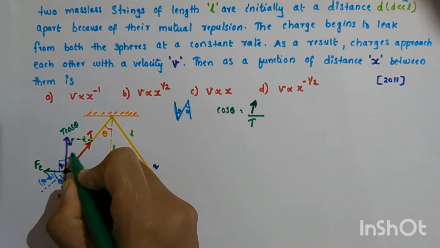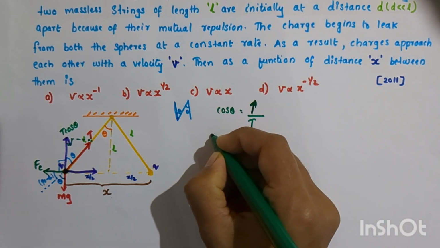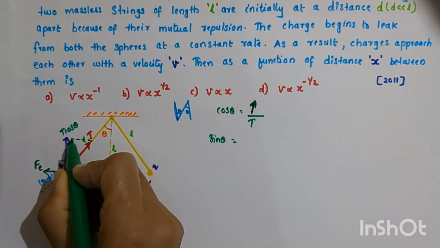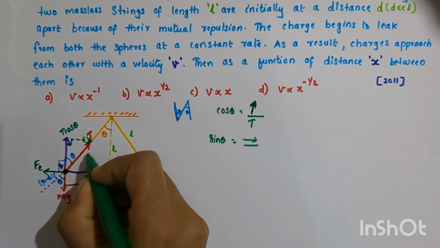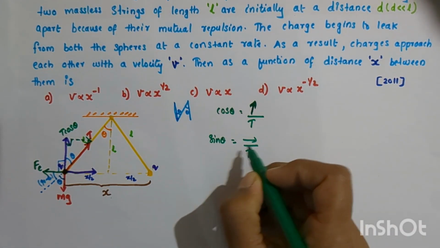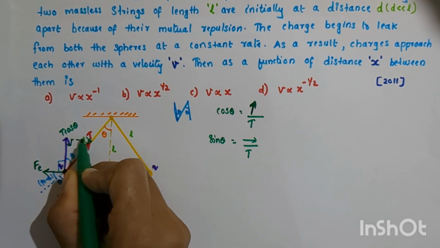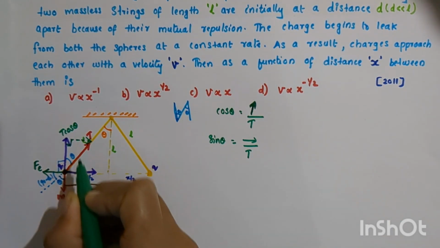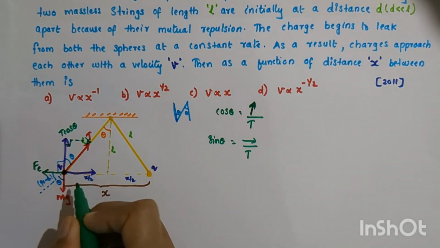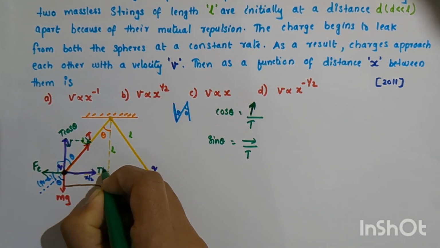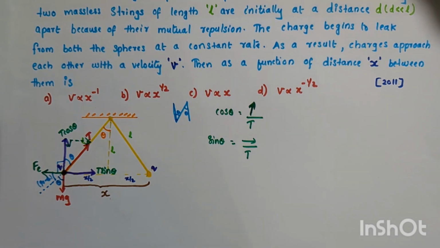Okay, similarly, if we find sin theta here, sin theta is equal to opposite side, that is this side, divided by hypotenuse, which is having a magnitude T. So what about this side? This will be T sin theta. That is actually parallel to this, no, which is a horizontal component of this tension force. So this can be written as T sin theta.